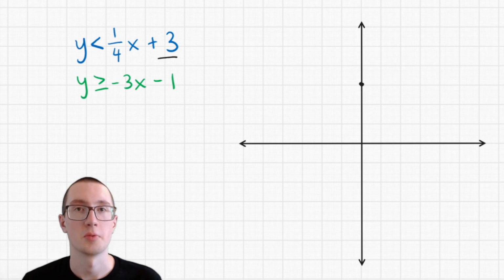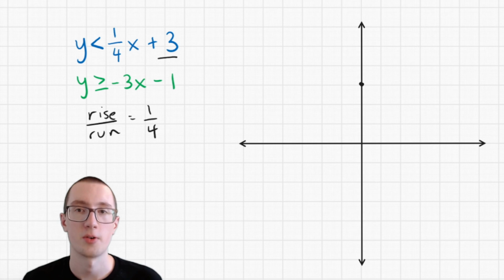And now we need to graph the slope. Remember that slope is rise over run. So our slope is 1/4. Rise is 1, run is 4. So let's go ahead and do that on our graph. The rise is 1, so we're going to rise 1, and we're going to run 1, 2, 3, 4.